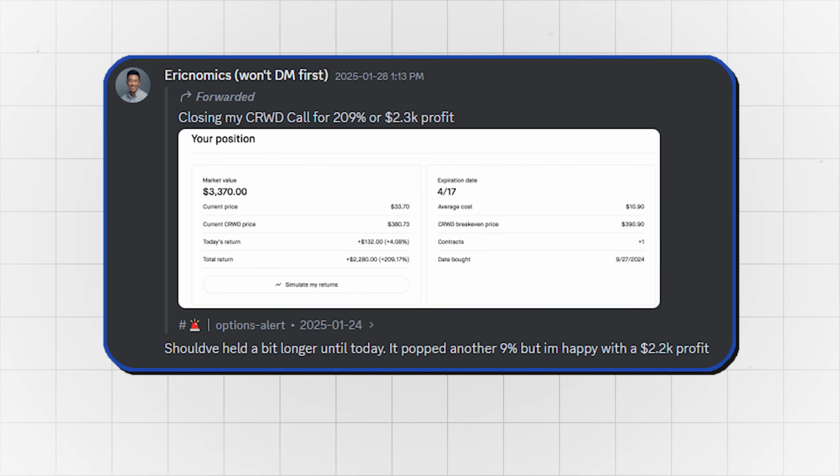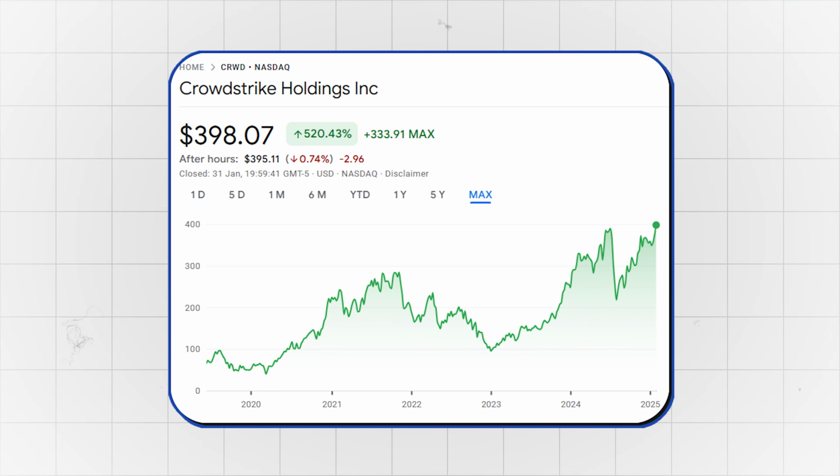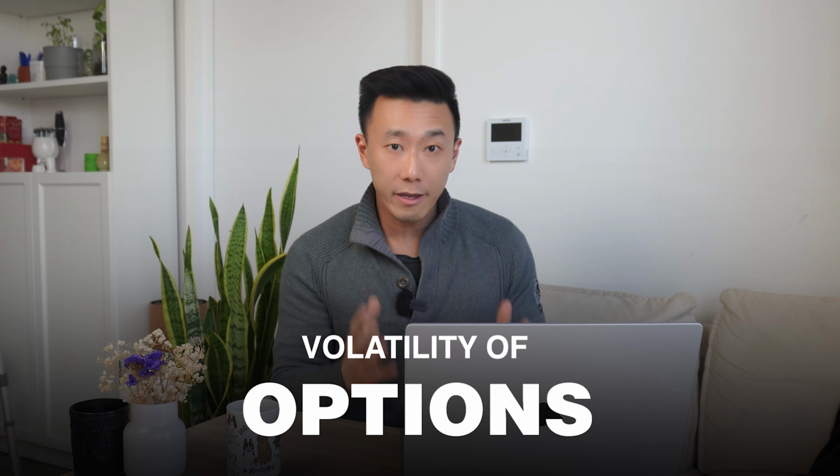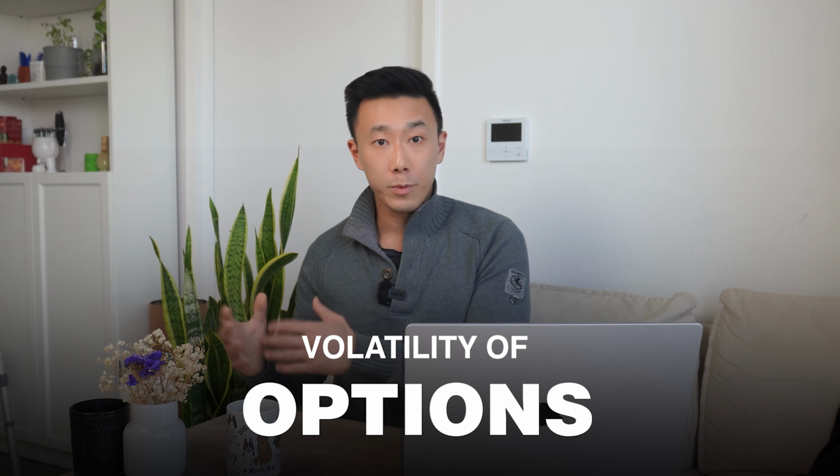As you can see from the total return on this trade, I made a little over 209%. If I was trying to make that same return using shares of CrowdStrike stock, it would have had to move from $390 up to $1,200 per share, which is nearly impossible within the short term. So this strategy takes advantage of the volatility of options using a relatively small amount of capital.